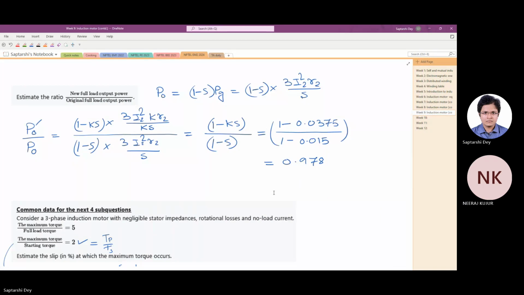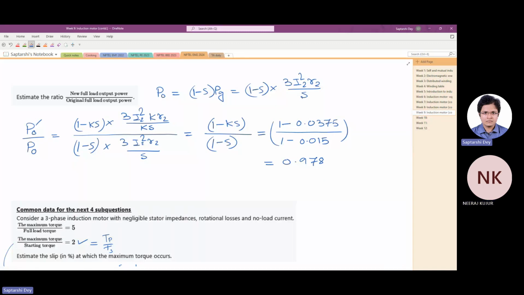And the output power ratio, we have just used the formula: 1 minus S times 3I2 square R2 by S. In the two cases, S is Ks and R is KR. Just put them and find the ratio. Cancellation gives us this. Put the value and get this.